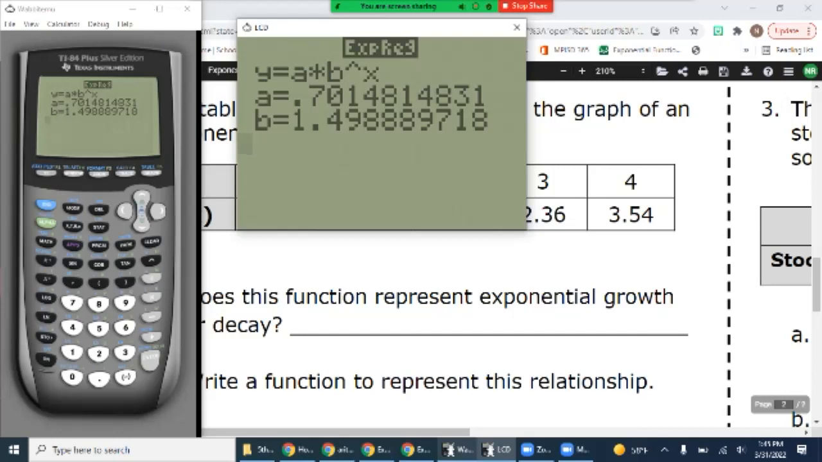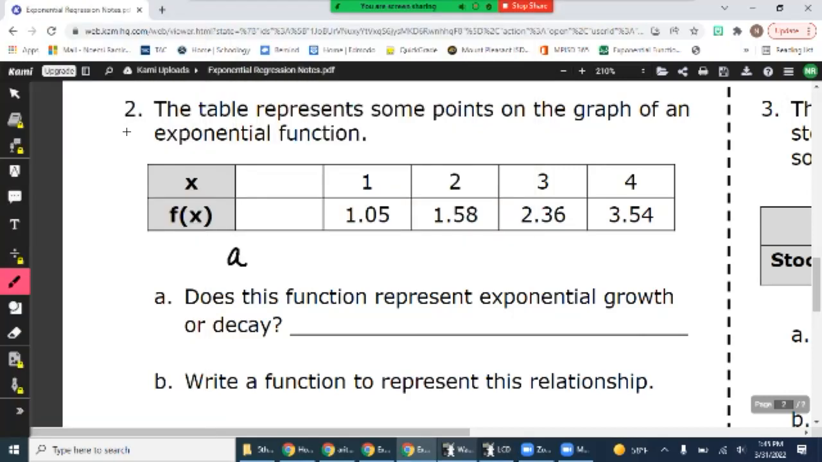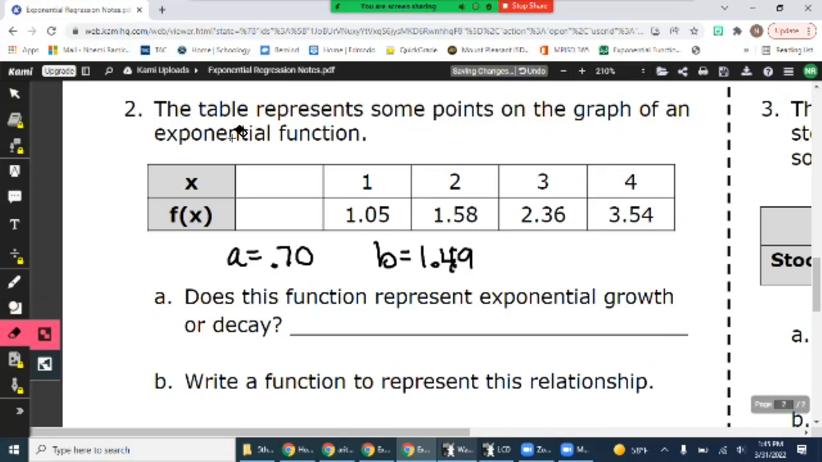All right, everybody got your numbers? So a is equal to 0.70 and b is 1.49. If it gives you 1.5 on the STAAR test, you should be able to recognize it. 1.49 is the same as 1.5.